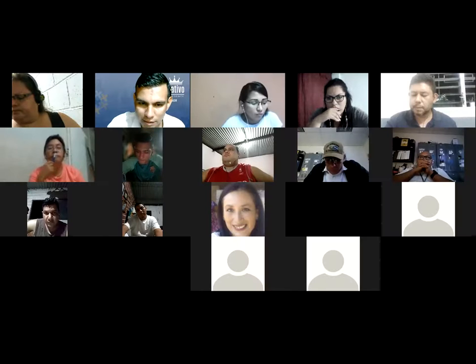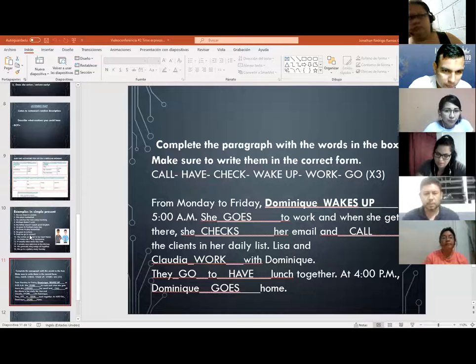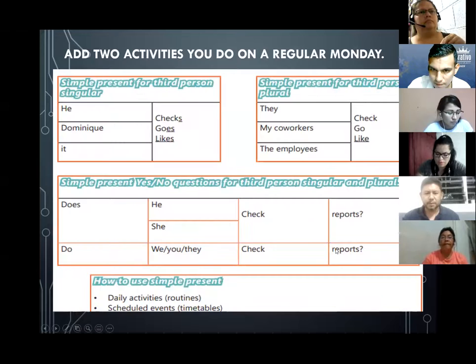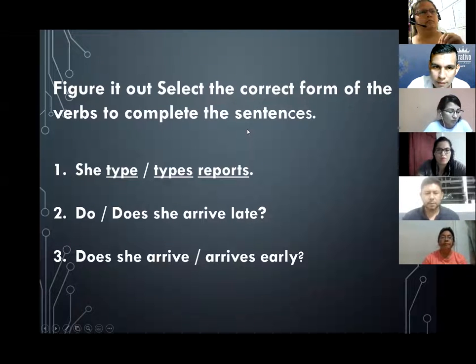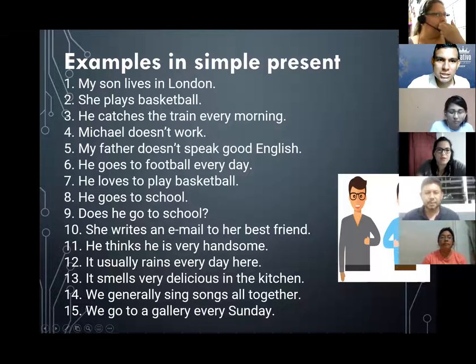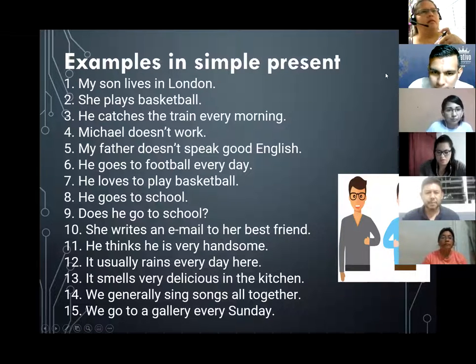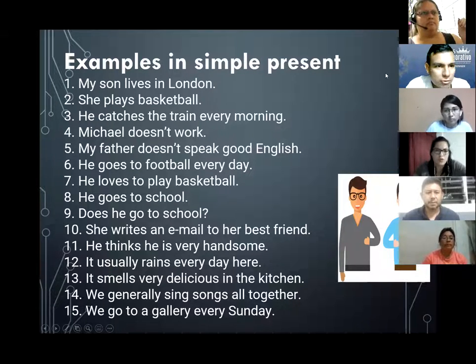Okay, I'm going to show you some examples using third person singular. For example, my son. Okay, let me see. Miss Carolina, you will read number two. Miss Brenda, you will read number three. Number four would be for Miss Heidi, and number five would be for Mr. Alexander. Okay, you can read it.